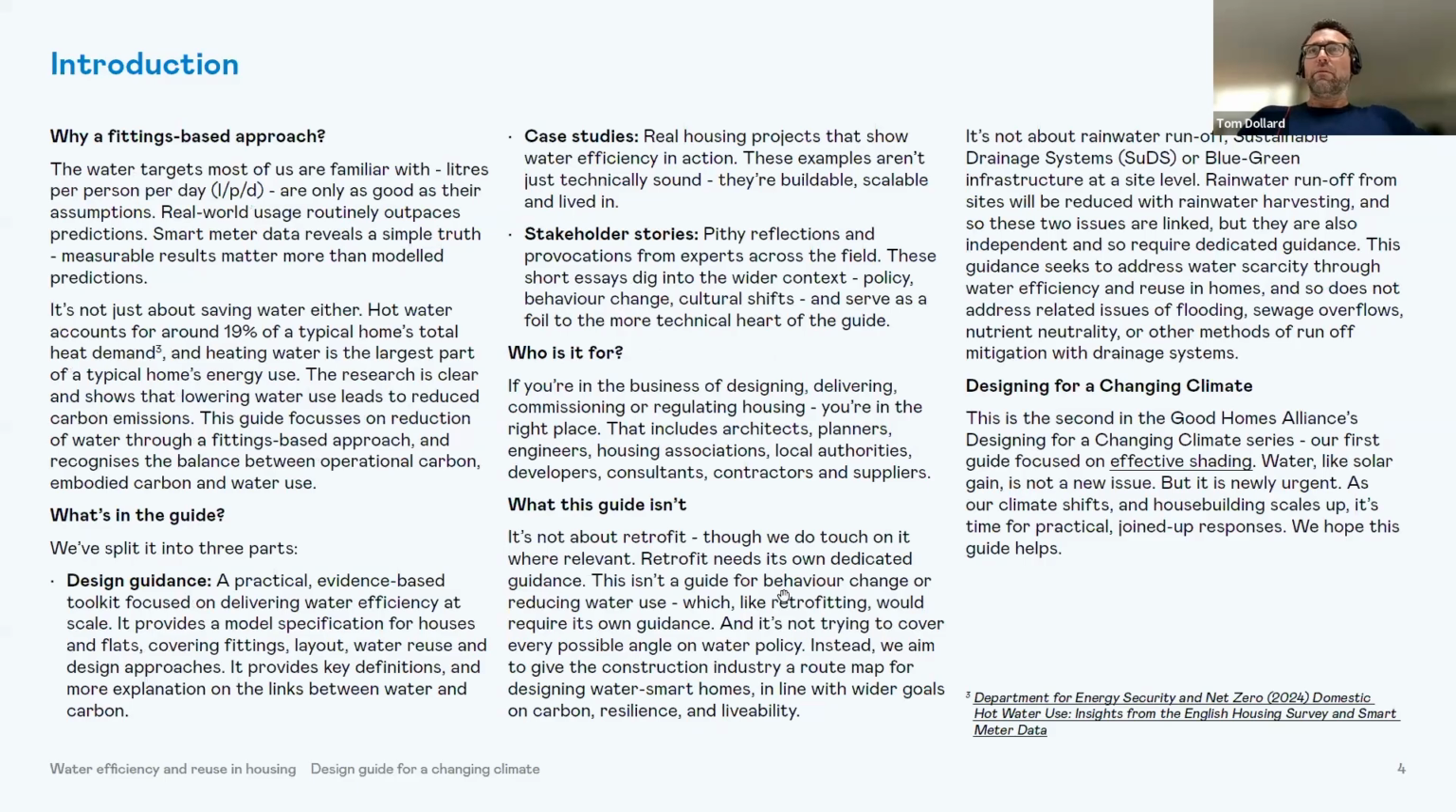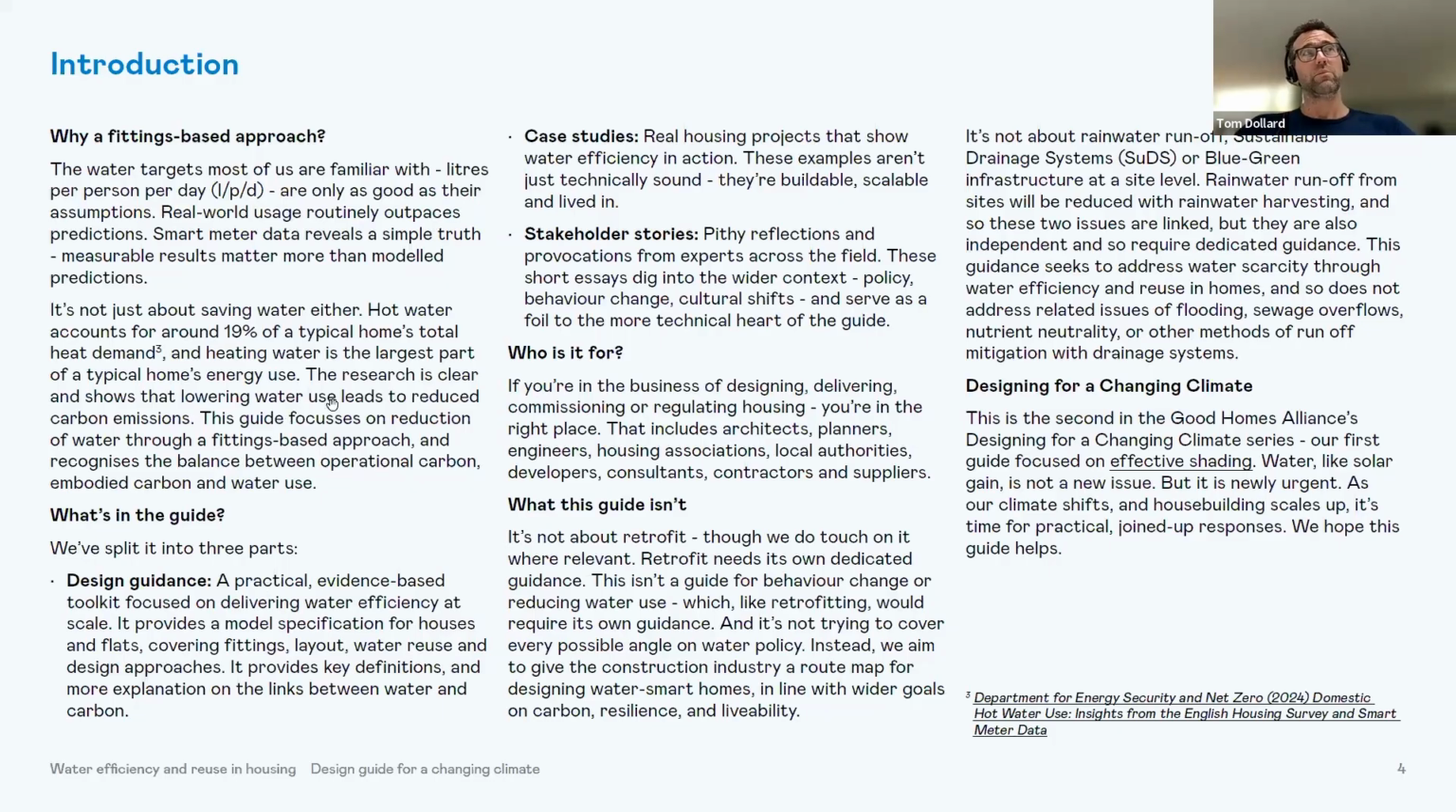Again, this is relatively high level, but maybe we'll have time to discuss it. We quite quickly realized that we need a fittings-based approach rather than using the water calculator referred to in Part G. The crux of it is that real-world usage quite often outpaces, and is a lot more than, the design calculations in the water calculator. So by focusing on the kit and the mechanisms and the requirement for a smart meter, we're really driving forward change rather than driving a theoretical calculation.